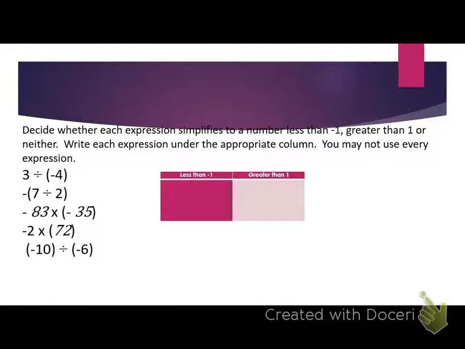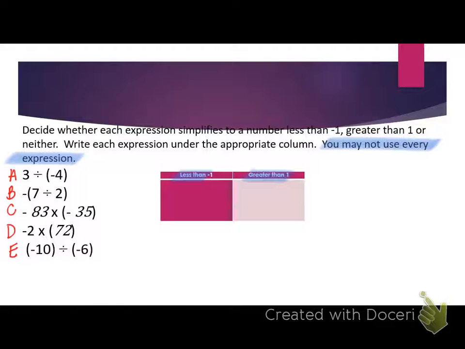Our next problem says that we're going to decide whether each expression simplifies to a number less than -1, greater than 1, or neither. We want to write each expression under the appropriate column, and you may not use every expression. That's important. Don't try to make something out of what's not there. It must be less than -1 to go here, and greater than 1 to go here. For me personally, I give these an A, B, C, D, and E option to fill into the chart.